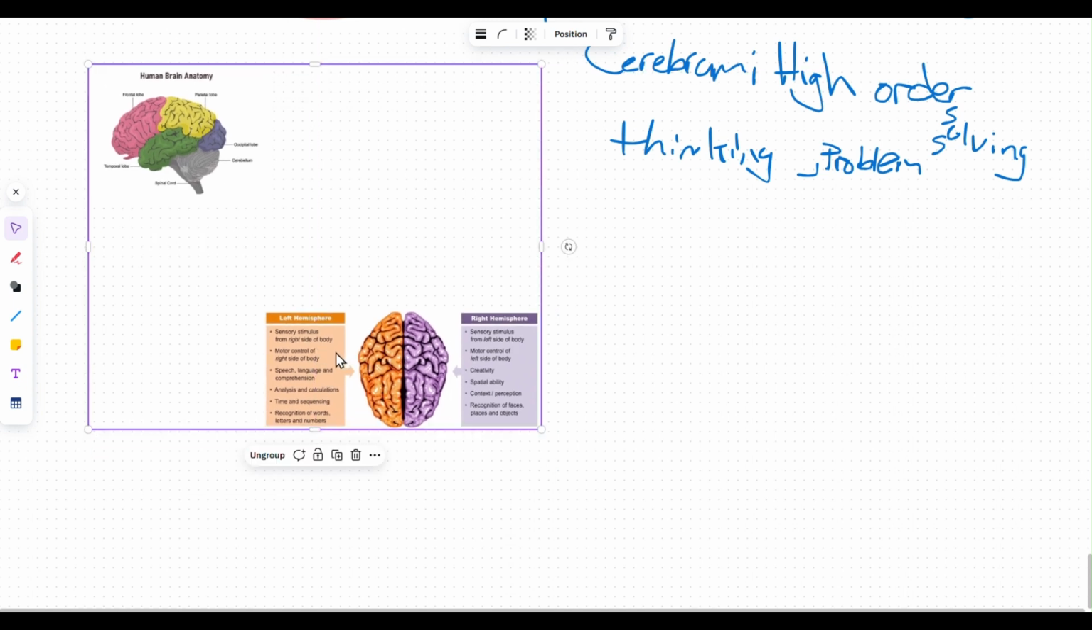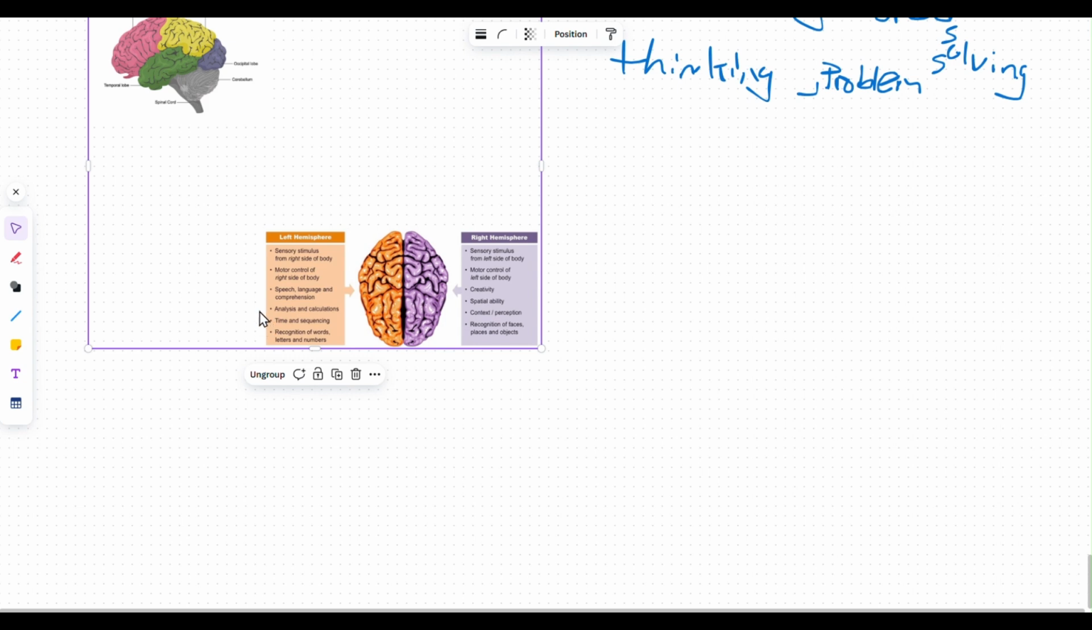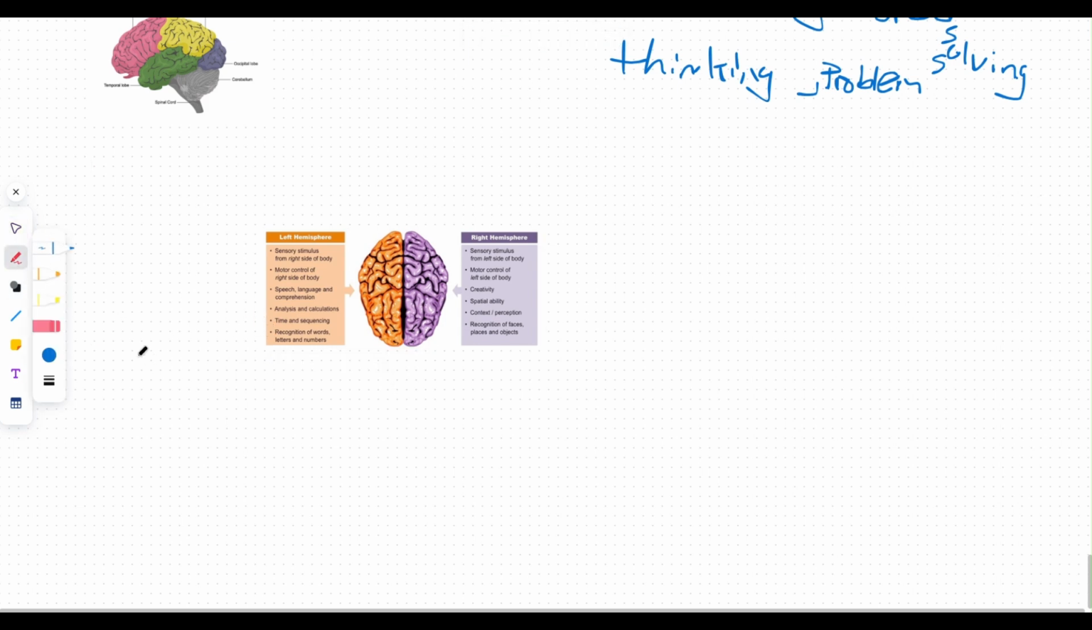Now, in your brain, you've got two parts, right? You've got your left hemisphere and your right hemisphere. And the thing connecting these two points is called the corpus callosum. I'm not sure how you pronounce it. Corpus callosum. Those are a bunch of fiber connections. They just connect these two parts, right?